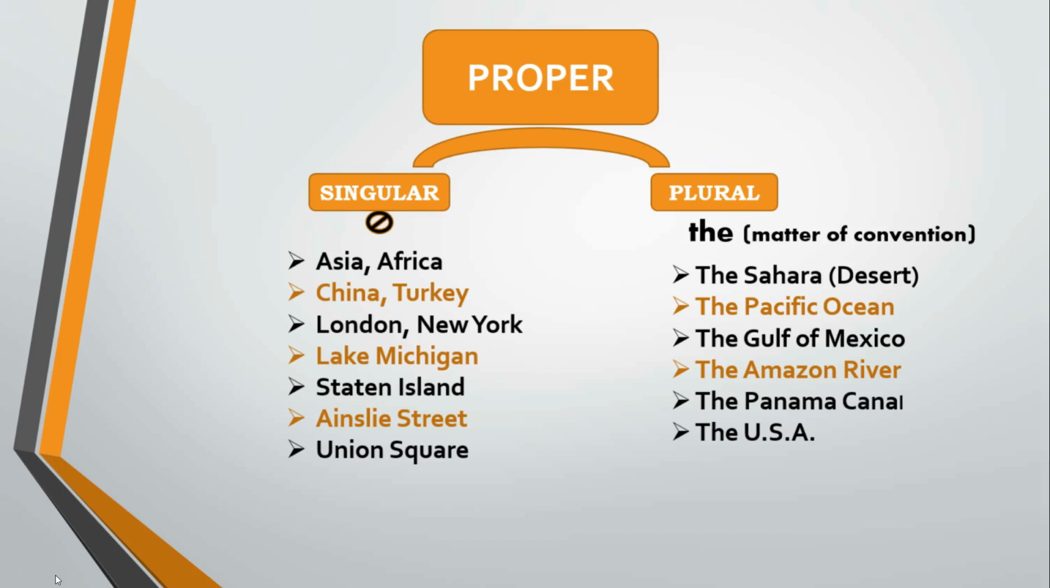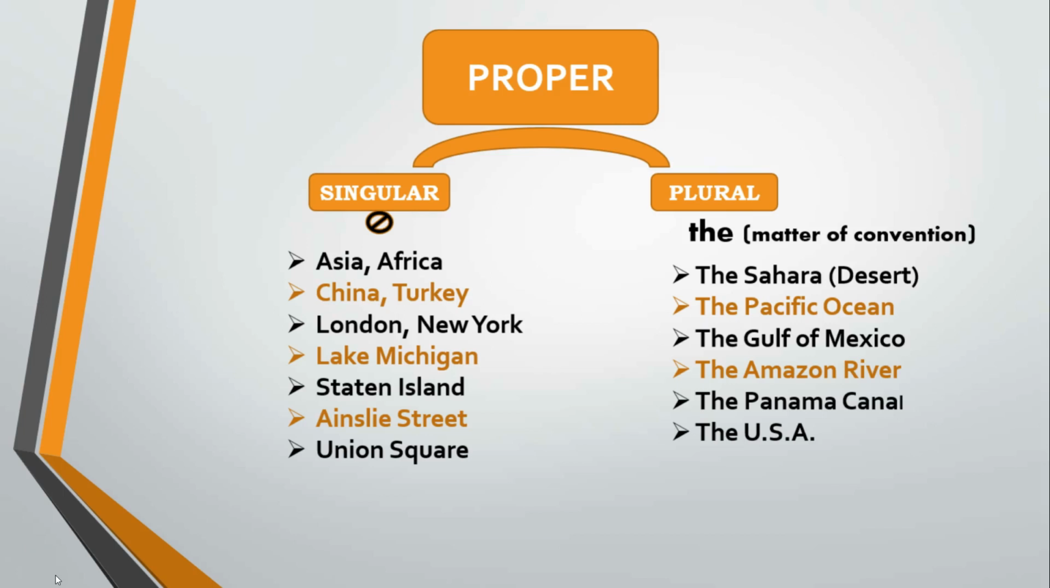There are so many gulfs, right? But there's only one, Gulf of Mexico. So we say the Gulf of Mexico. The Amazon River, there's only one, right? The Panama Canal. And the USA, the United States of America. Okay? So these are the matters of convention, and if you use any of these classifications regarding the proper nouns, you will have to put the definite article the.